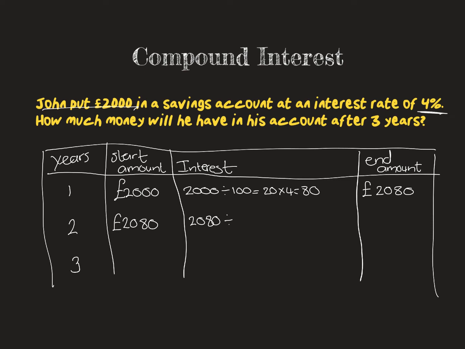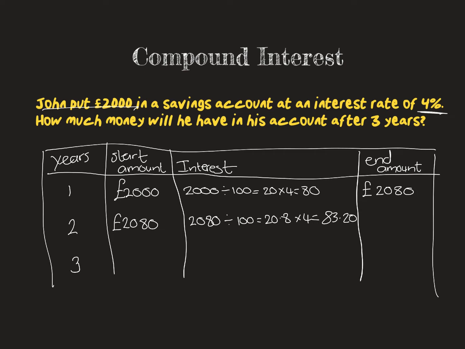And we're going to divide by 100, which would be 20.8. And we're going to multiply by 4. So whenever we start getting into these decimals, it may be easier to do this on your calculator. So 20.8 times by 4 is £83.20. Now remember, this is money, so we can't go past 2 decimal places, but this is still fine, okay?